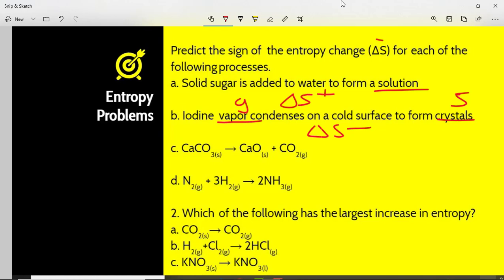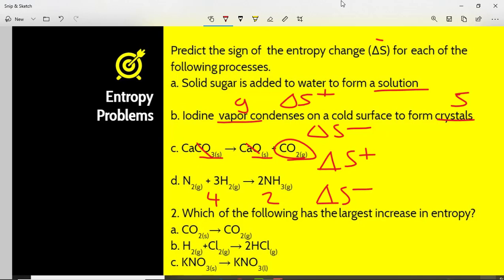Let's look at C. We start with a solid, and we end up with a solid, but we also end up with a gas. Solids I'm not too terribly worried about, but we end up with that gas. So because we're going from a solid to a gas, the amount of disorder increases, so therefore delta S is positive. Now here, we have all gases, but we have 4 moles on the left side and 2 moles on the right side.